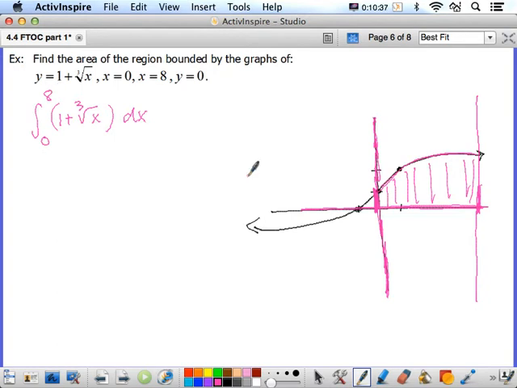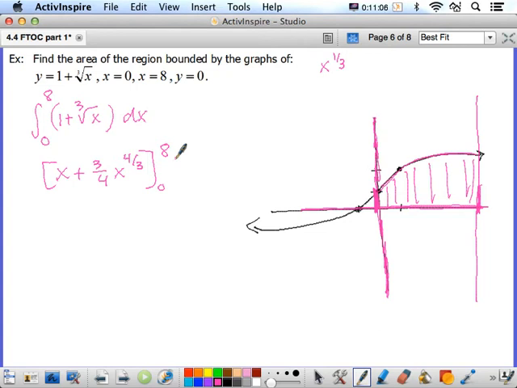So this shouldn't be too bad. Those are going to be nice numbers to take cube roots of. So if we integrate that, we get x plus, and remember you have to think of this as x to the 1/3. So we add 1 and we get 4/3, and divide by 4/3 and you get 3/4. So we have 3/4 x to the 4/3. We're going to evaluate from 0 to 8.